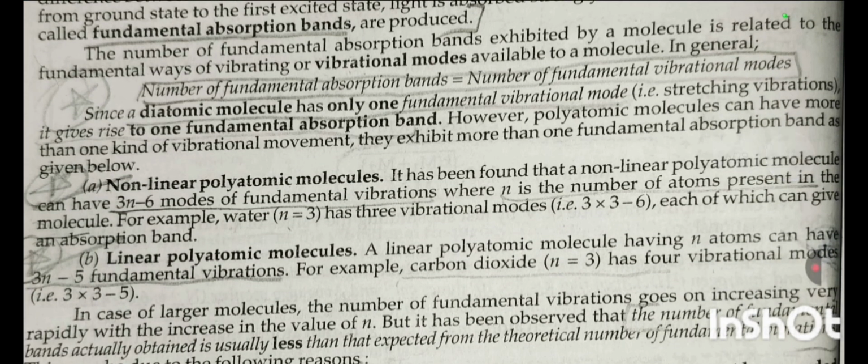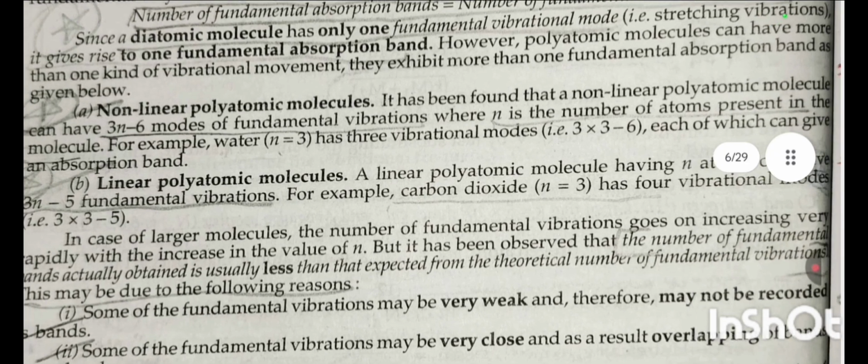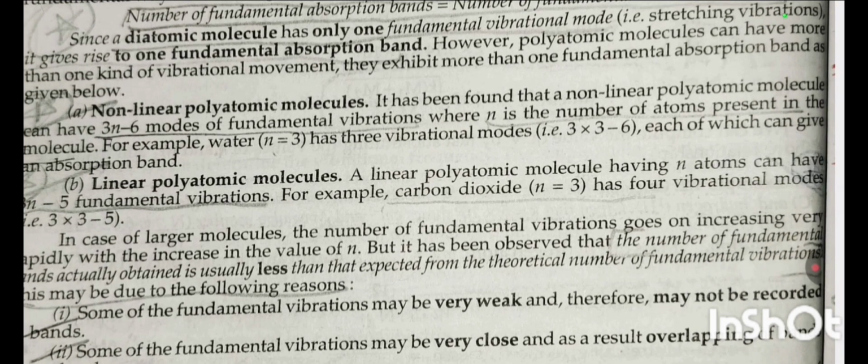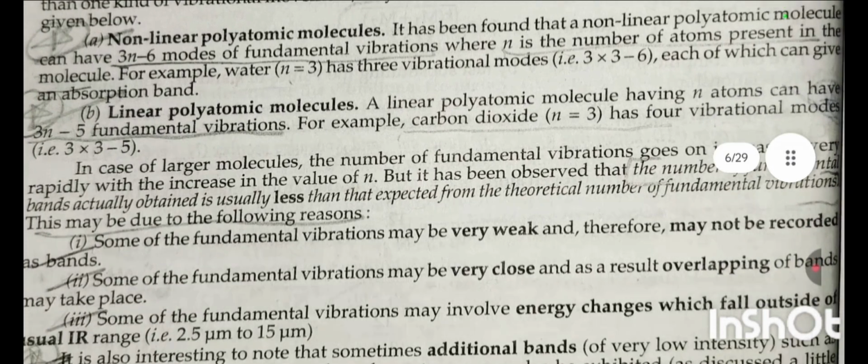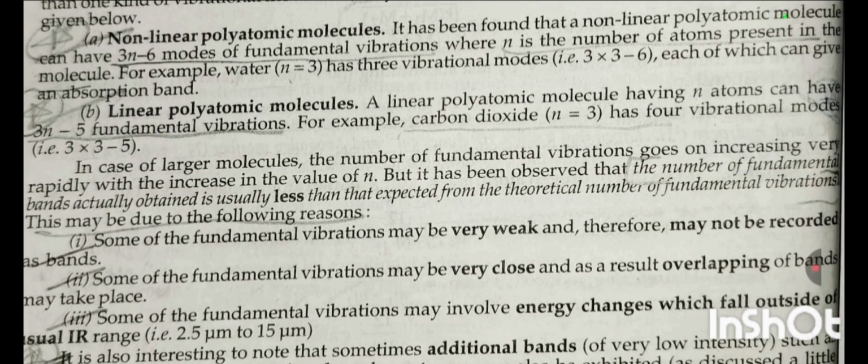Since a diatomic molecule has only one fundamental vibration mode, that is stretching vibration, it gives rise to one fundamental absorption band. However, polyatomic molecules can have more than one kind of vibrational motion. They exhibit more than one fundamental absorption band as given below. Non-linear polyatomic molecules can have 3n minus 6 modes of fundamental vibration. Linear polyatomic molecules having n atoms can have 3n minus 5 fundamental vibrations.